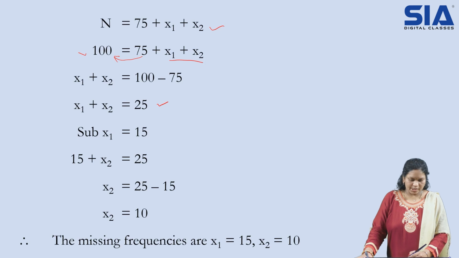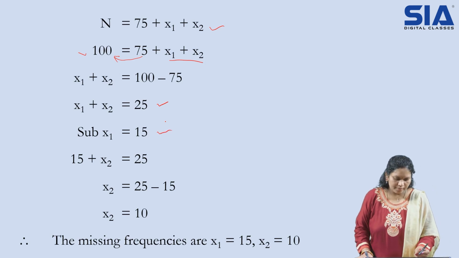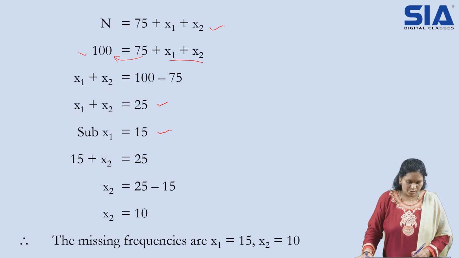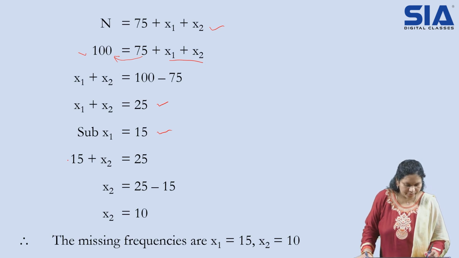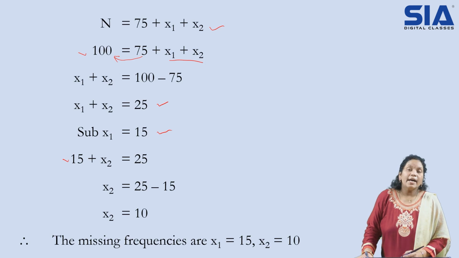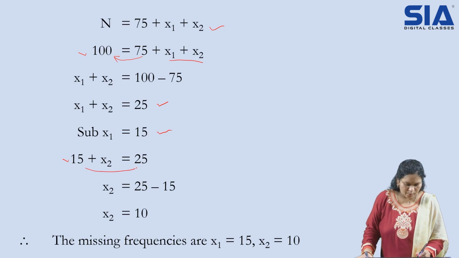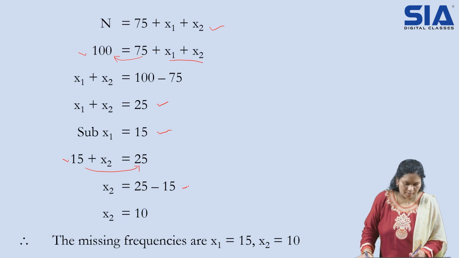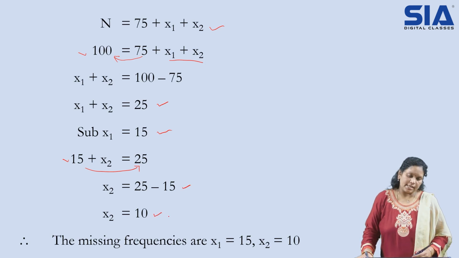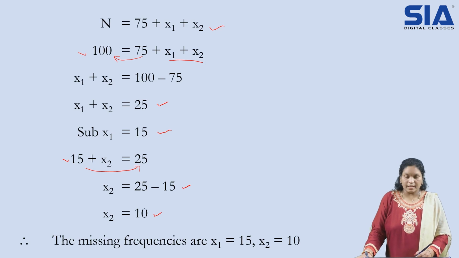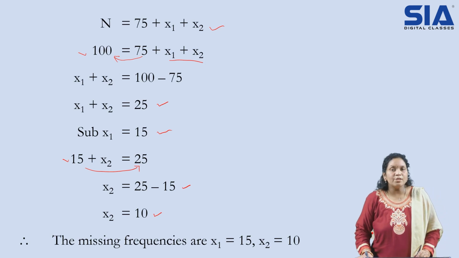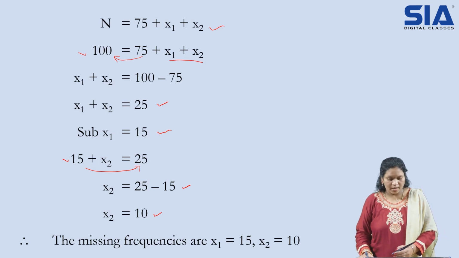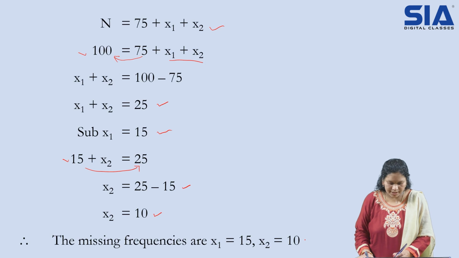Now let us utilize that x1 value. Substitute x1 as 15 into x1 plus x2 is equal to 25 and get the x2 value simultaneously. So 15 plus x2 goes to 25. Now take 15 to the other side, subtract it, and get the value for x2. So x2 is equal to 25 minus 15, and x2 you got as 10. This is how we solve the equation and get the values. Both the values I have obtained, x1 and x2, are the missing frequencies: x1 as 15 and x2 as 10.